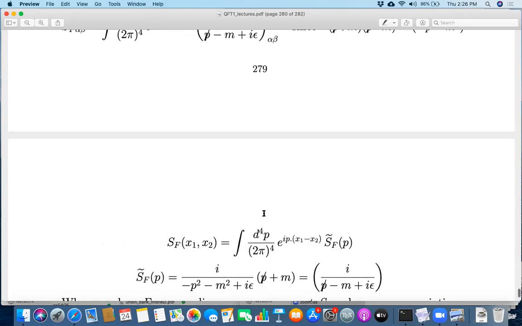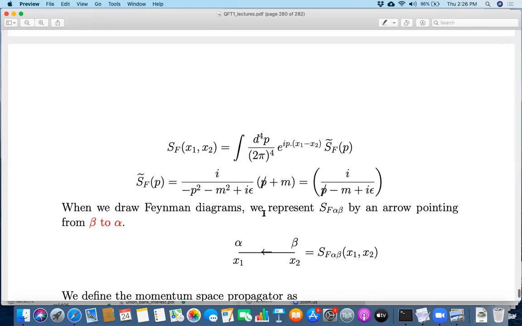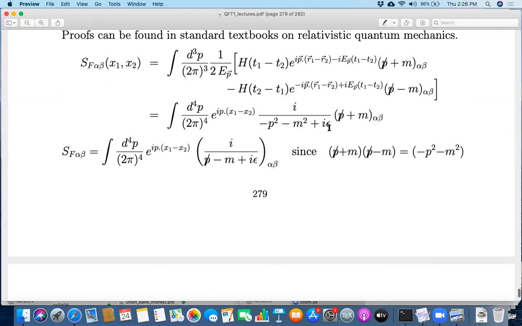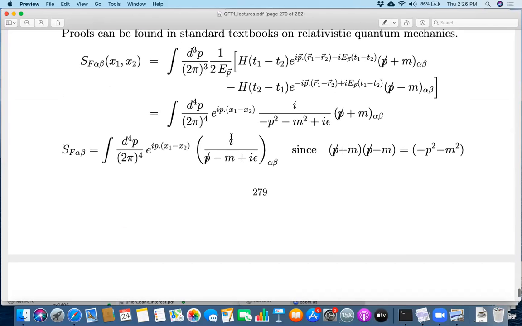Okay, so let me proceed. What you have written here is the same equation, except that we are now thinking of these things as matrices. I have just dropped the alpha beta index, so you should really think of this as a matrix equation. It's this equation, or this equation, with alpha beta dropped from both sides.